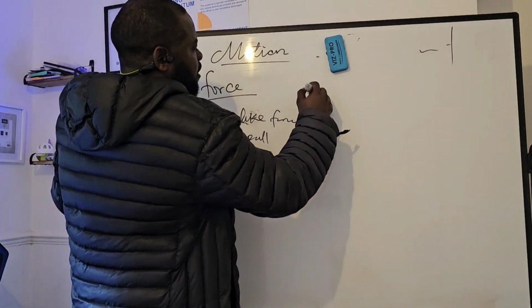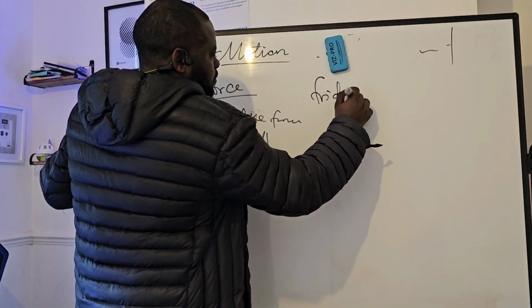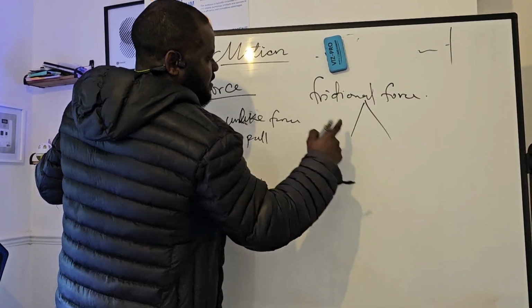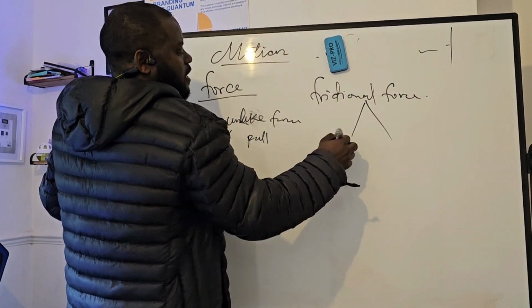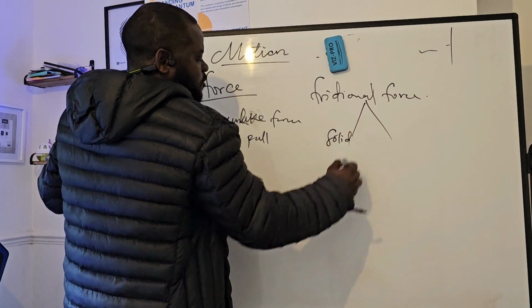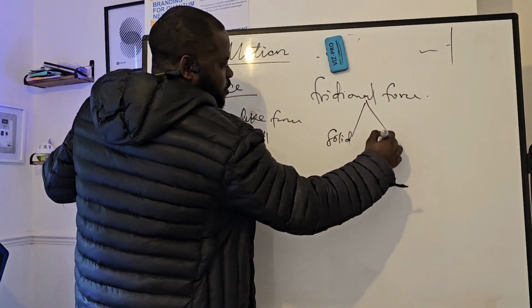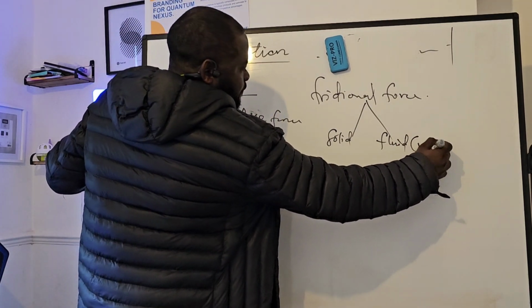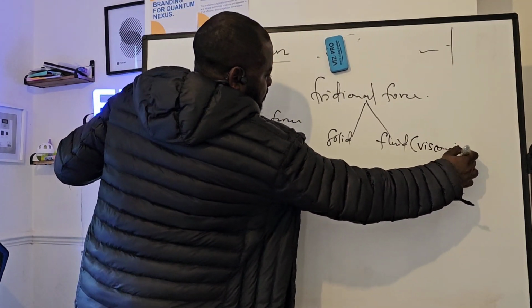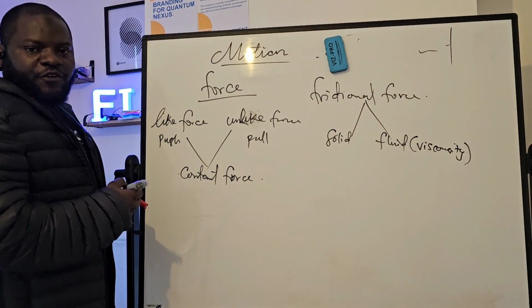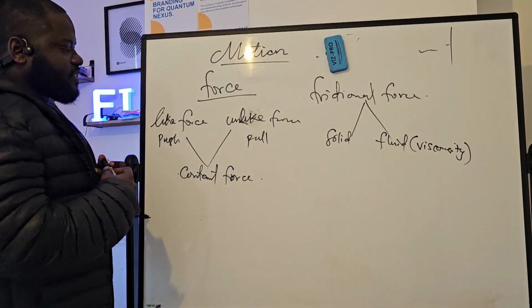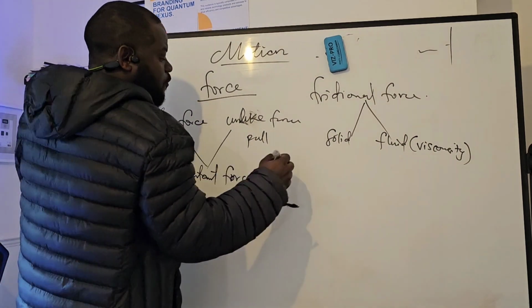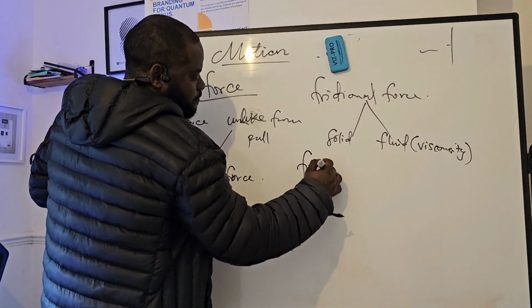Then we have frictional force, which we are still going to discuss later, and this is the kind of force that you can as well divide into two, in solid and also in fluid. In fluid, friction is called viscosity. So these are the types of forces that we have, and we have what we call force field.